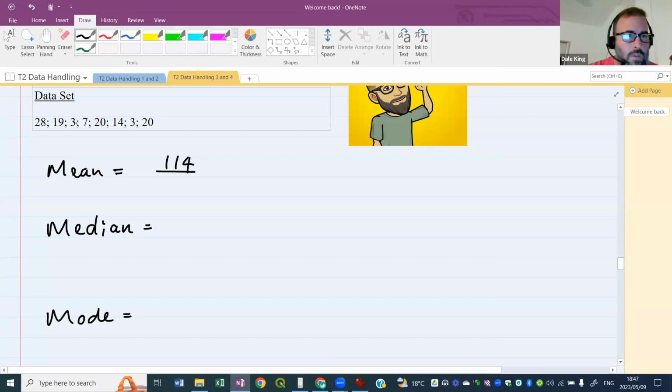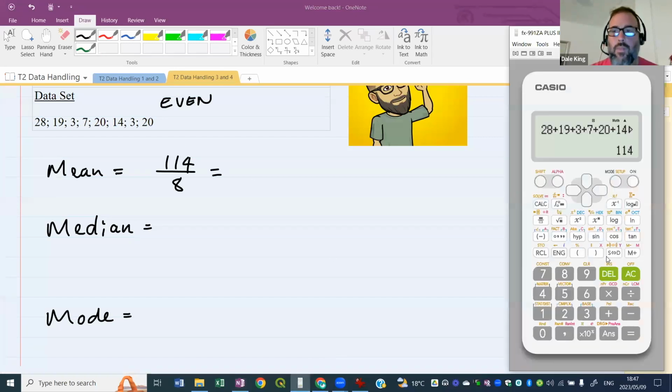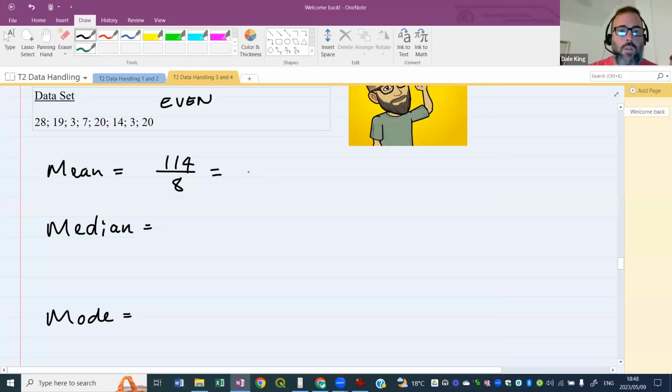And we have 1, 2, 3, 4, 5, 6, 7, 8. Ah, that's an even data set. I'm just going to write that there. There's 8 numbers in here. So we need to say 114 divided by 8. So 114 divided by 8, and we get 14,25. Well done.